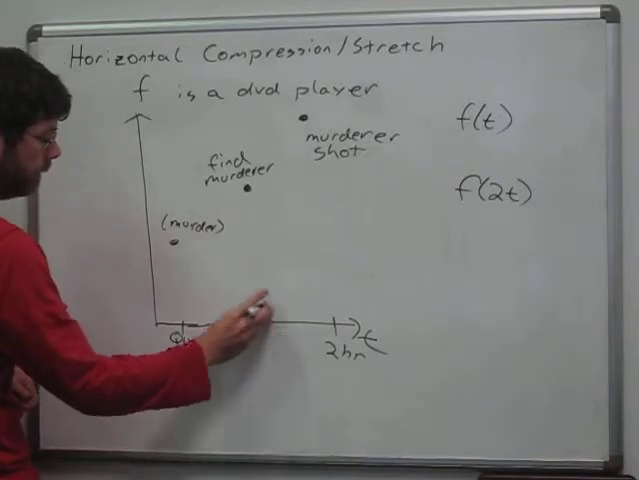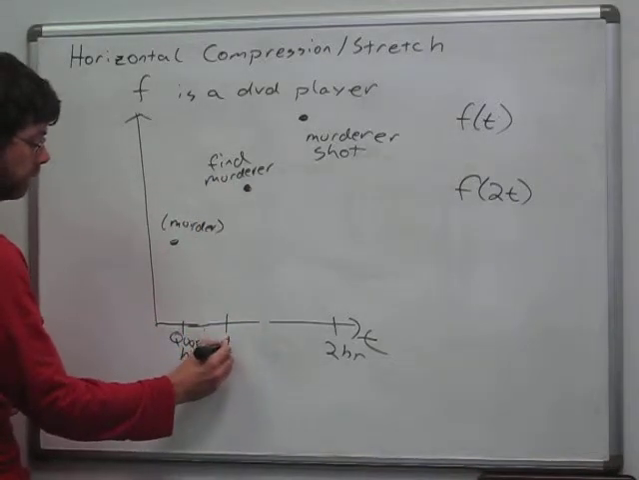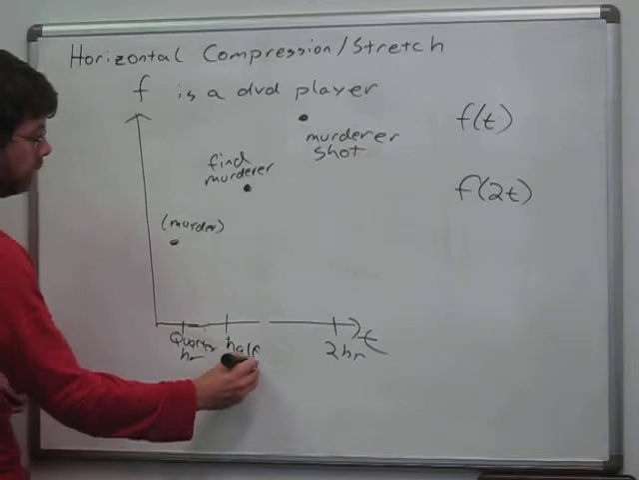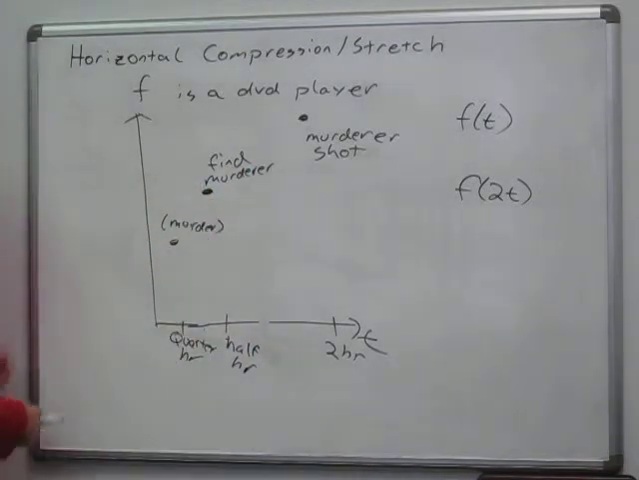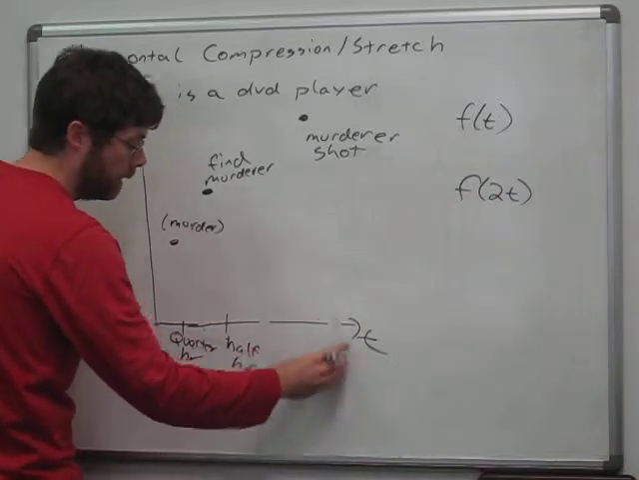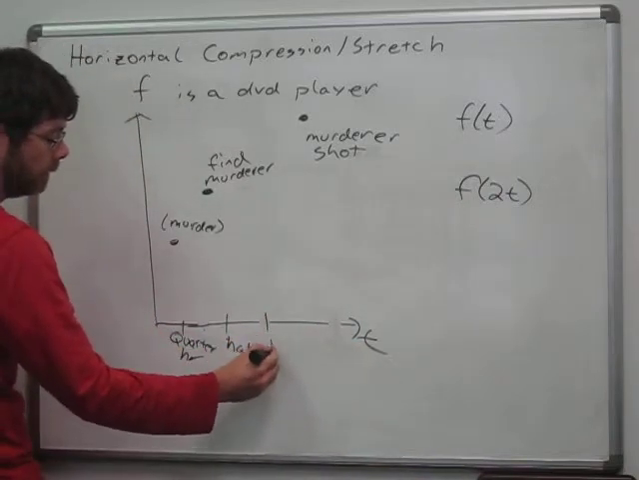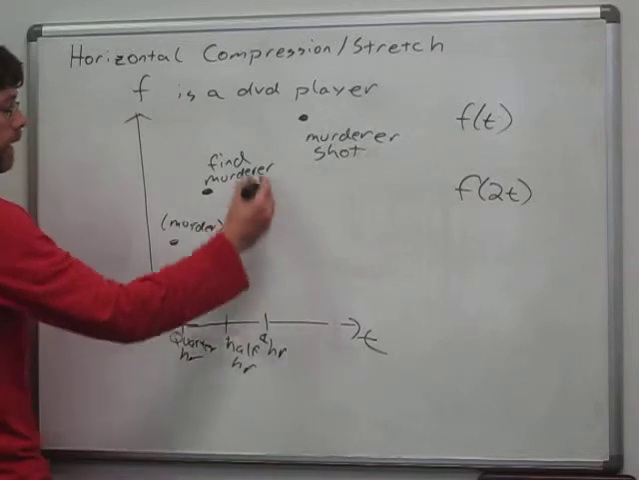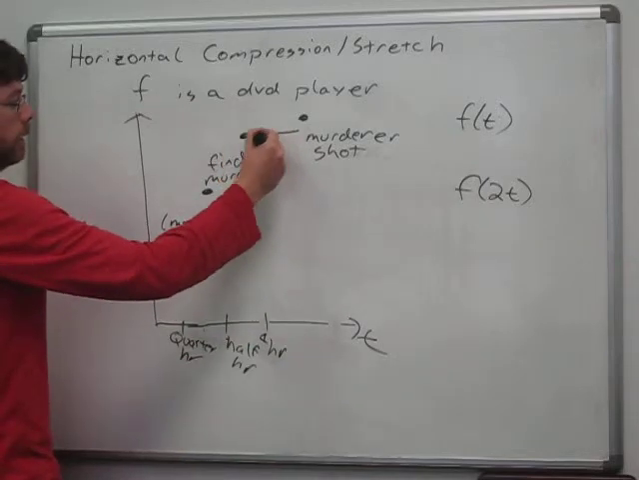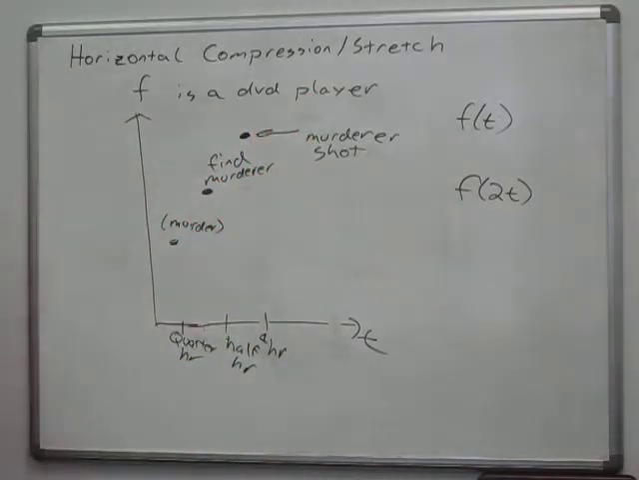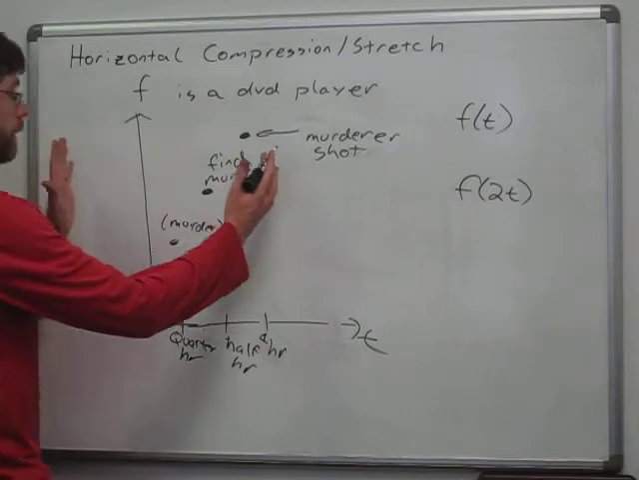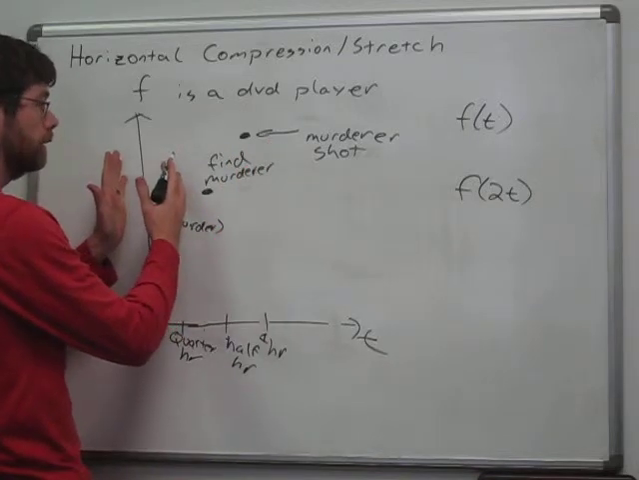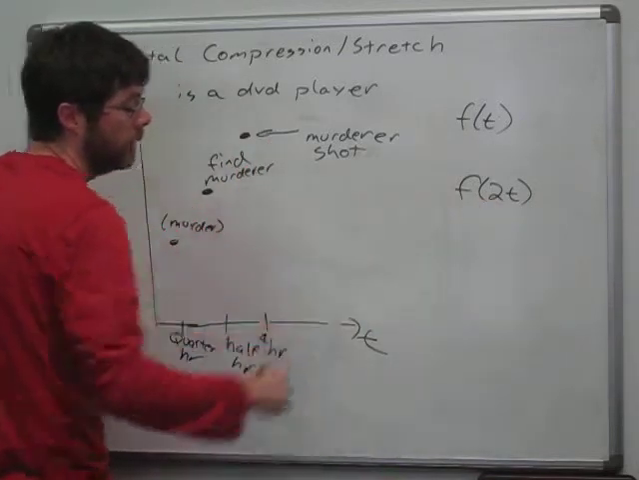And now the murderer is going to be found a half hour in. And the whole movie ends not at 2 hours, but it's now going to end 1 hour in when the murderer is shot. So the entire movie still happens. It's just that it's all going to happen closer to the y-axis because I'm watching the movie twice as fast.